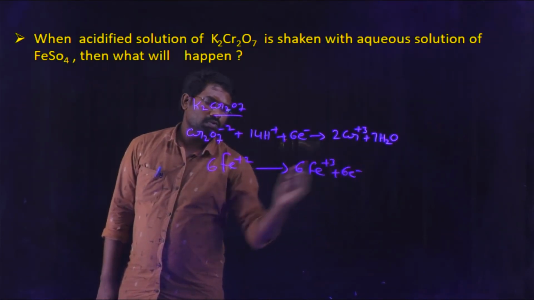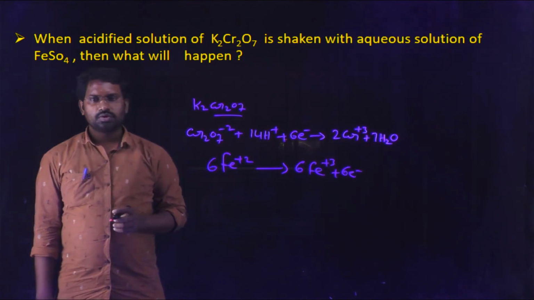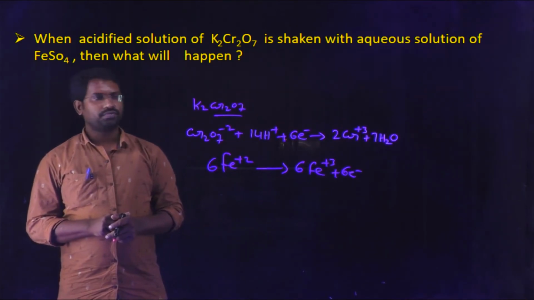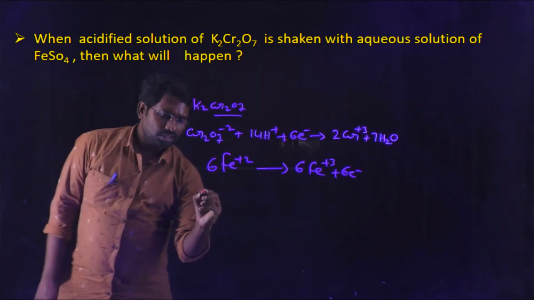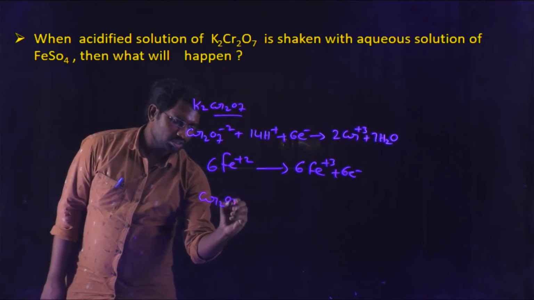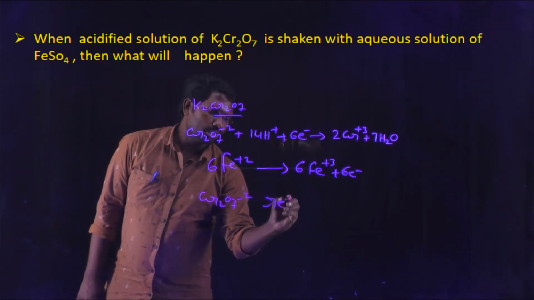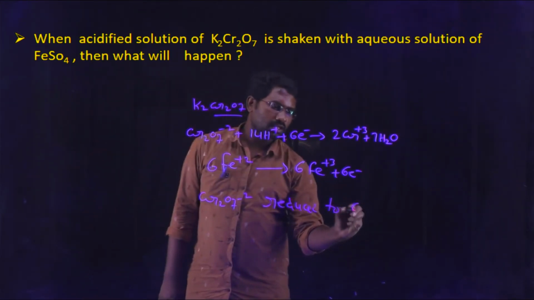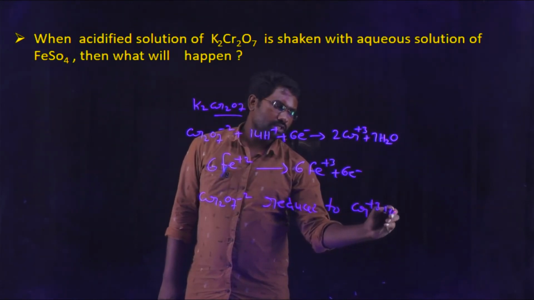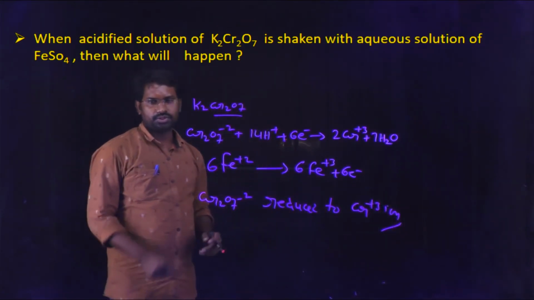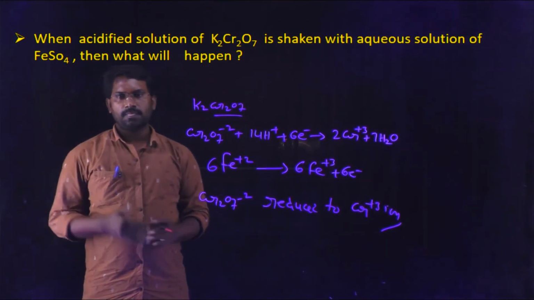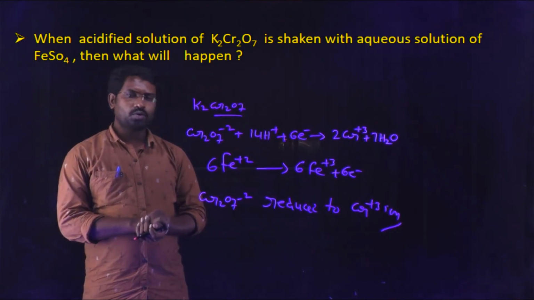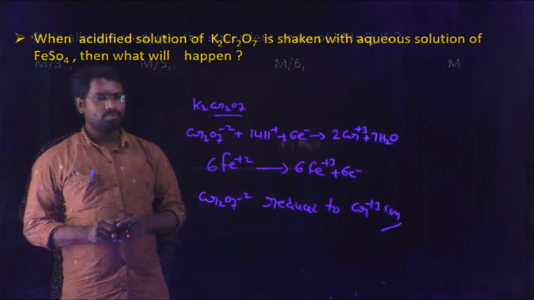6 electrons are involved. Therefore, when the acidified solution of potassium dichromate is shaken with aqueous solution of FeSO4, finally the dichromate ion Cr2O7 2- is reduced to Cr3+ ion. So this is the equation for the acidified solution of potassium dichromate treated with FeSO4. The dichromate ion is reduced to chromium ion.